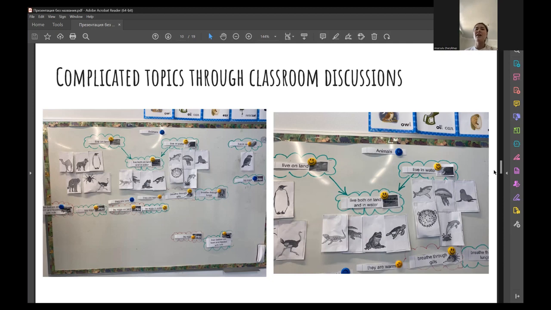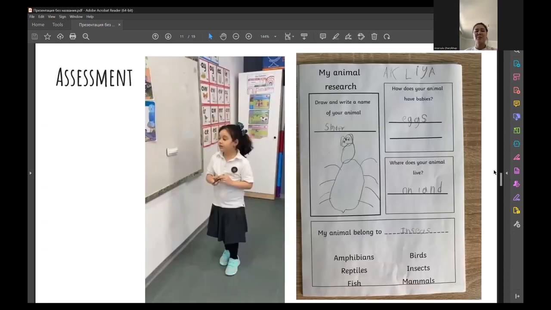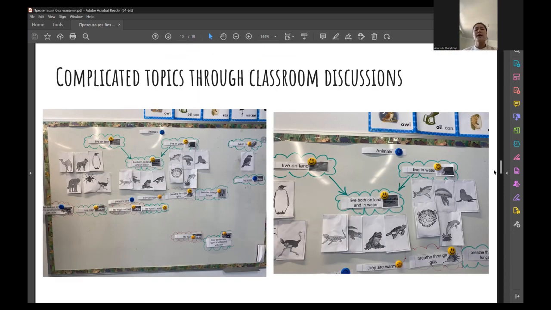Also the fur, also they have 4 legs, right? And all this helps them to distinguish between mammals on land and mammals in water. So this is also kind of a tricky topic to discuss. All these topics were discussed through classroom discussions.